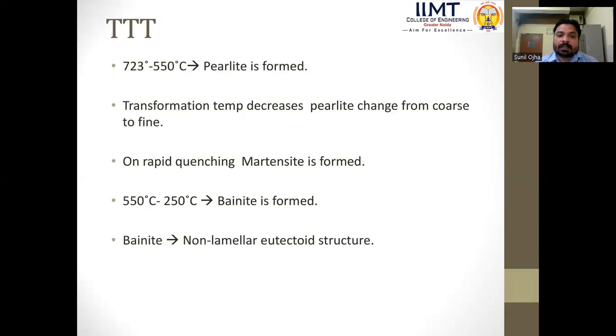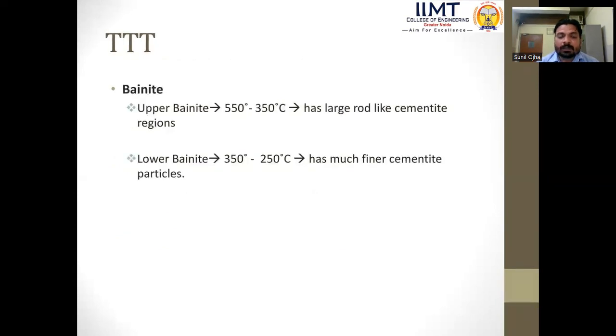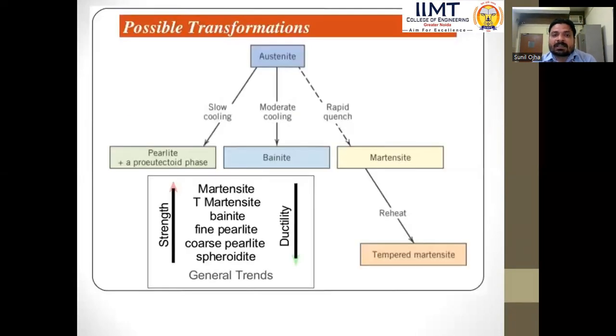Bainite is a non-laminar eutectoid steel structure. Upper bainite is formed from 550 degrees centigrade to 350 degrees centigrade and has large rod-like cementite regions, and lower bainite, from 350 to 250 degrees centigrade, has much finer cementite particles. So the possible transformations: austenite, slow cooling, pearlite; moderate cooling, bainite; and rapid quenching, martensite is formed.